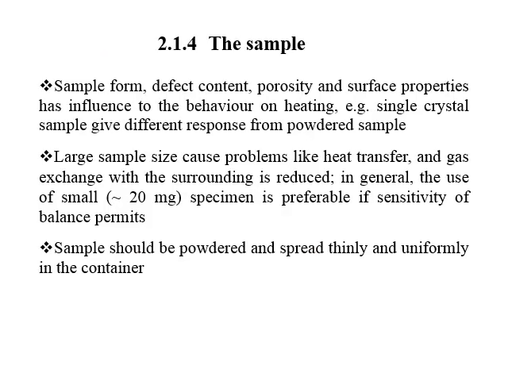Now I want to talk a little bit about the sample itself in a TGA. The sample form, defect content, porosity, surface properties, and so forth all influence the behavior on heating. For example, a single crystal sample gives a different response than a powdered sample. And in the case of a single crystal, you have a single thermal mass, which is going to get heated from the outside in. So it will actually slow the reaction in a particular case like that, whereas a powdered sample will hopefully, the heat transfer through the sample will be quicker and provide a more uniform reaction.